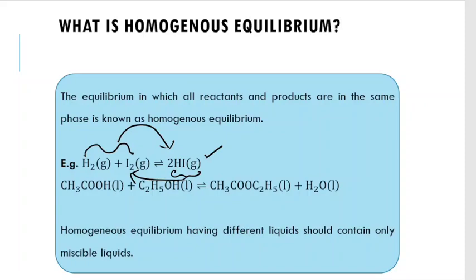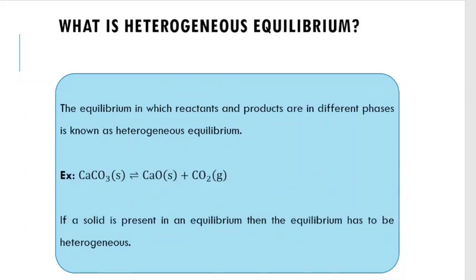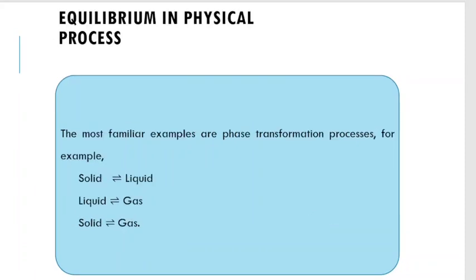And there is heterogeneous equilibrium also. In heterogeneous equilibrium, the reactants and products are not in the same physical state. They are in different physical states, different phases, you can say. If we consider calcium carbonate decomposition, it converts into CaO and CO2, right? Here, solid and gas phases are there. Hence, this equilibrium is called heterogeneous equilibrium. The equilibrium in the physical process.